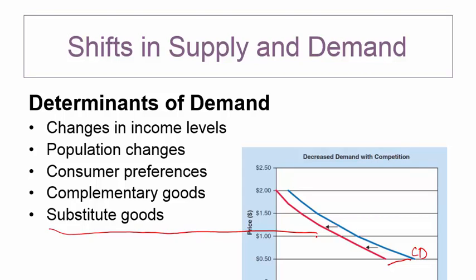How about change in income levels? What do you think is going to happen? Is that going to shift this demand curve up or down, this way or that way? When I say shift the demand curve up, I mean move it this way. When I say move the demand curve down, I mean this way. So what do you think an increase in income level is going to do? Is it going to move it this way or this way?